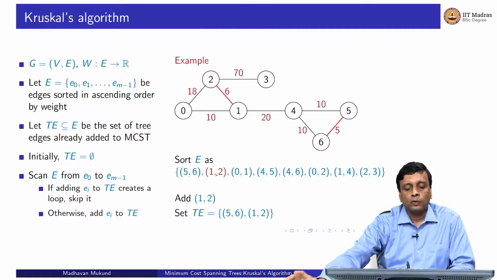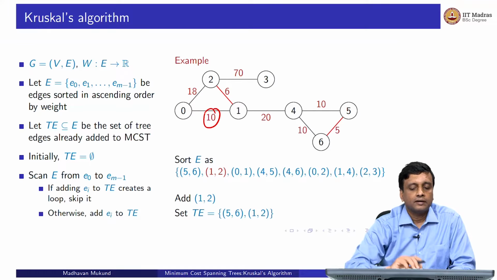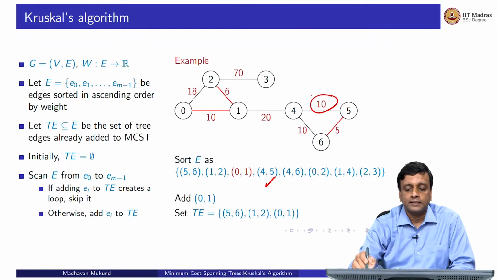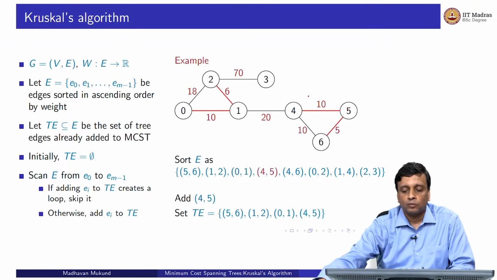Now we look at 0, 1, so that's this one, right? So when we add 0, 1, again it doesn't create any problem, so we add it. Now we look at 4, 5, this is our next one. So 4, 5 is going to be this edge, so again we can add it without a problem.